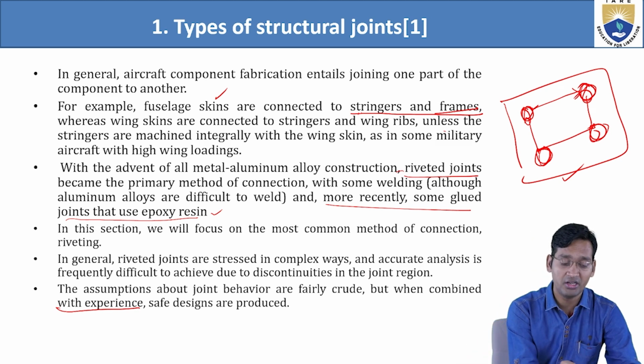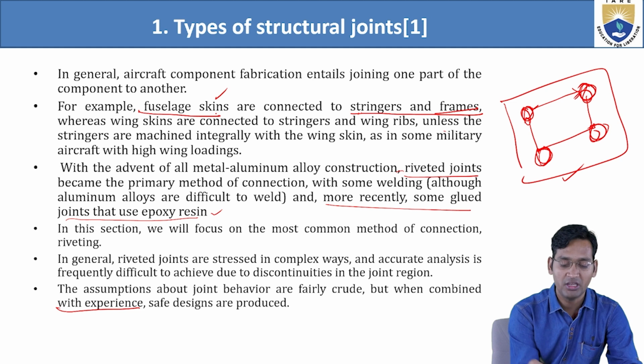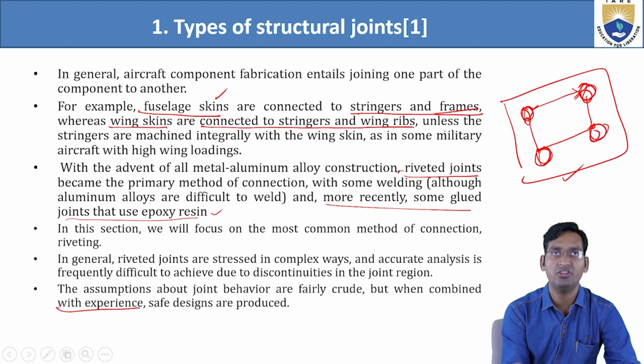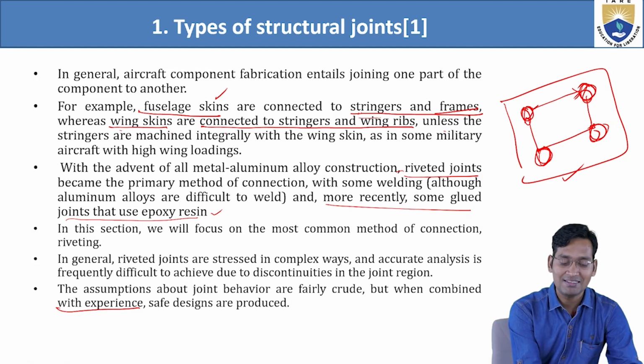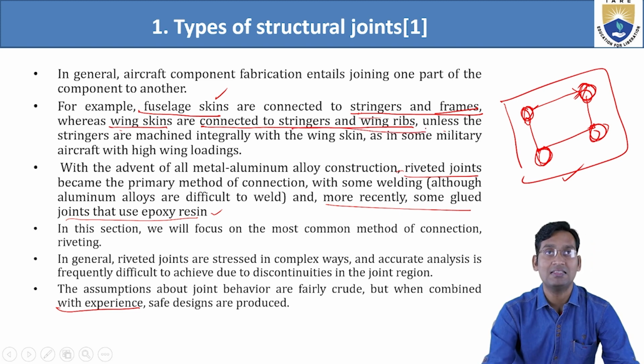How the parts are connected: for example, fuselage skins are connected to stringers and frames, while wing skins are connected to stringers and wing ribs, unless the stringers are machined integrally with the wing skin.